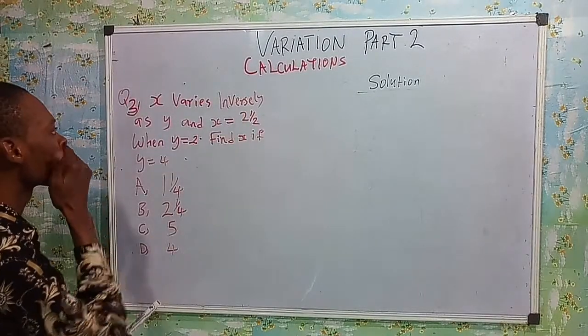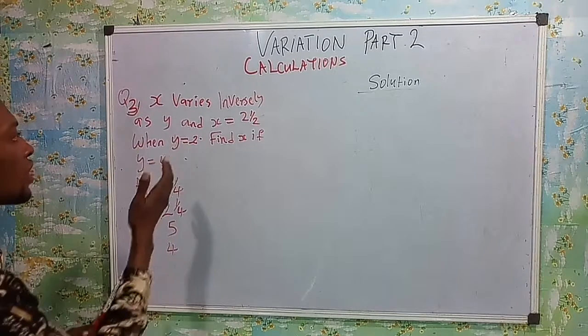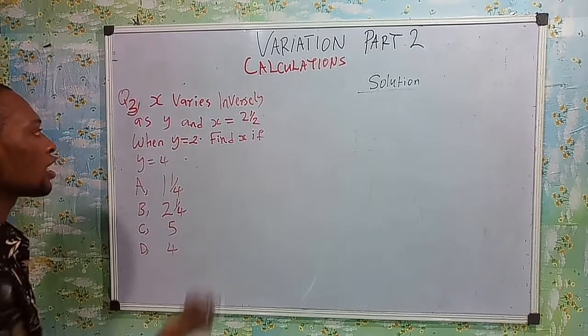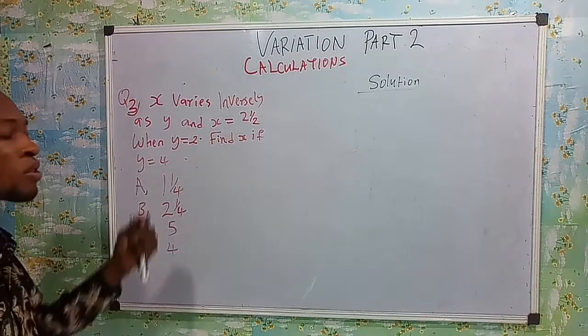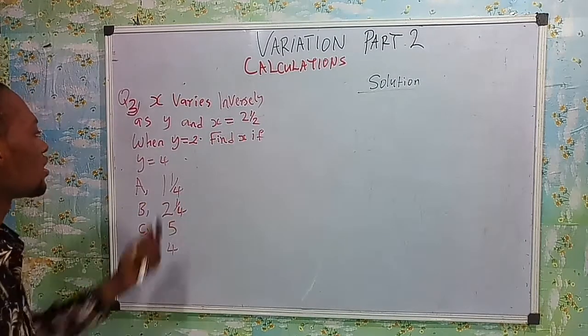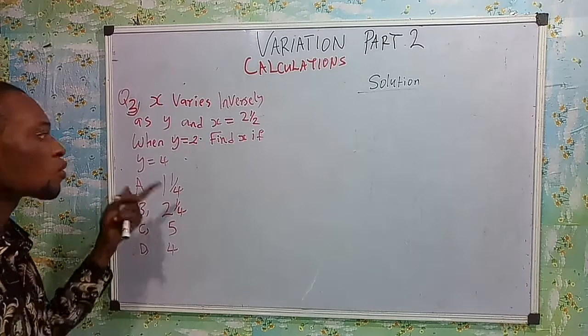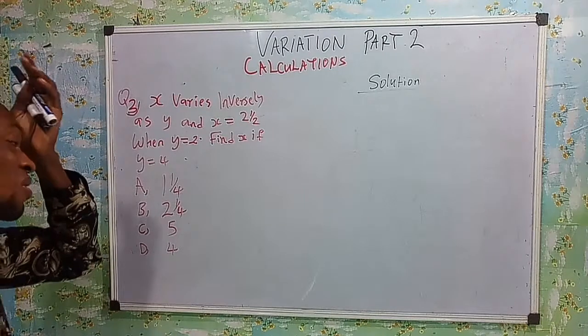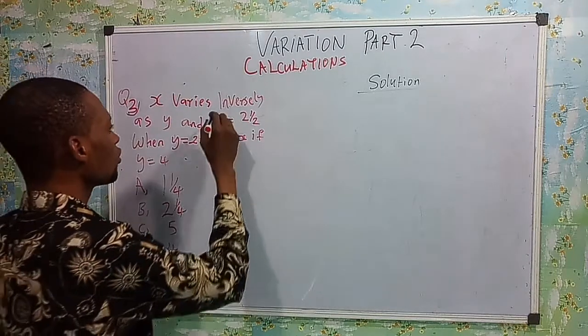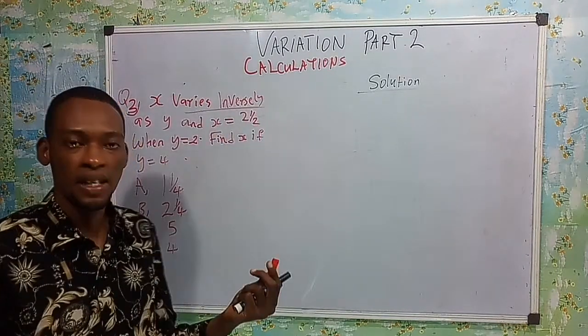Alright, take a look at this. S varies inversely as y, and S equals 2.5 when y equals 2. Find S if y equals 4. So from this question, you see, we are dealing with inverse variation.